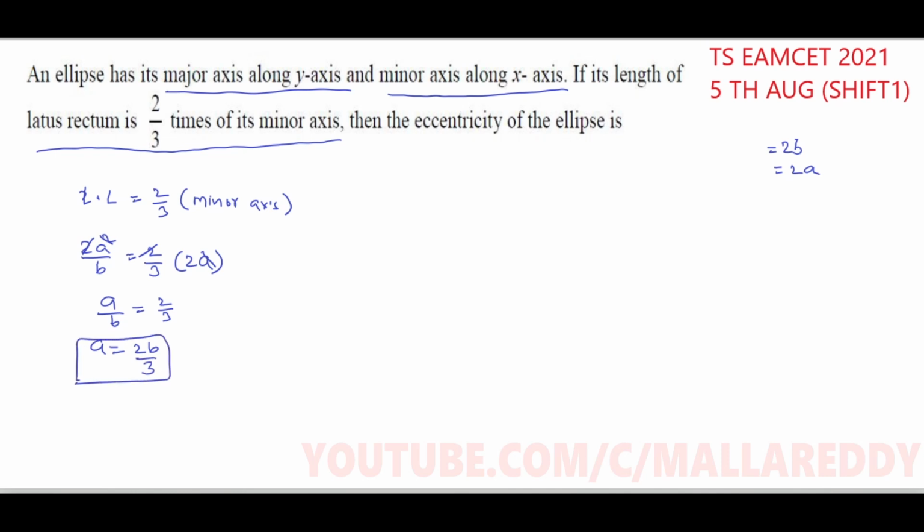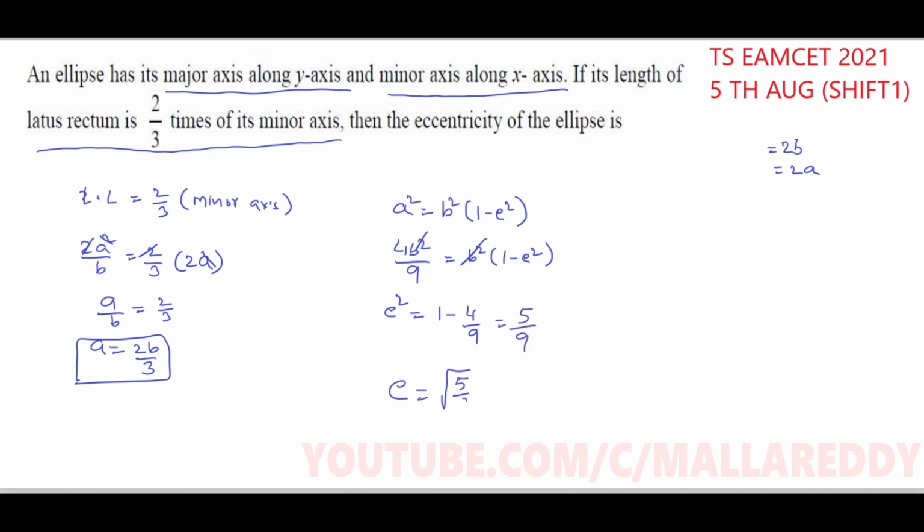Now we find the eccentricity. a square is equal to b square into 1 minus e square. Substituting a square value, that is 4b square by 9 is equal to b square into 1 minus e square. b square cancelled. Therefore, e square is equal to 1 minus 4 by 9, that is equal to 5 by 9. Therefore, e is equal to root over 5 by 9, that is equal to root 5 by 3. So, therefore, eccentricity e is equal to root 5 by 3.